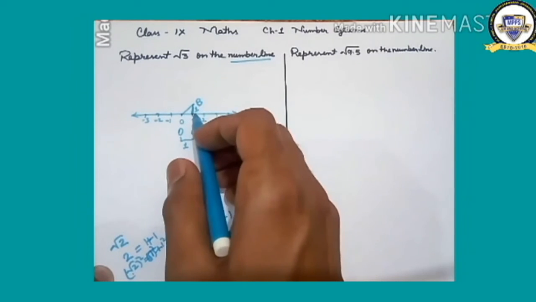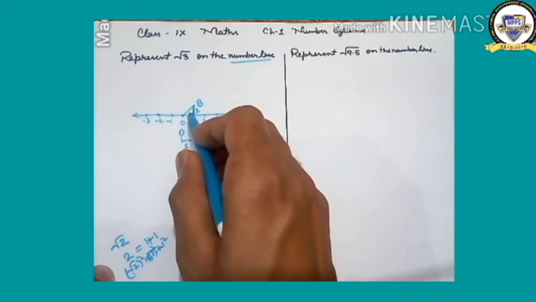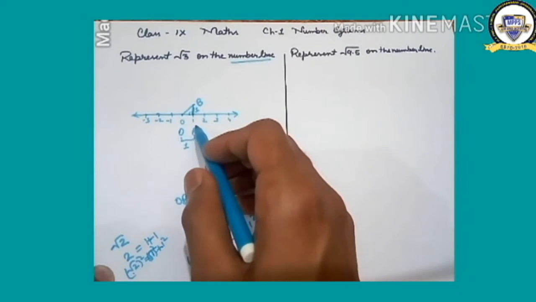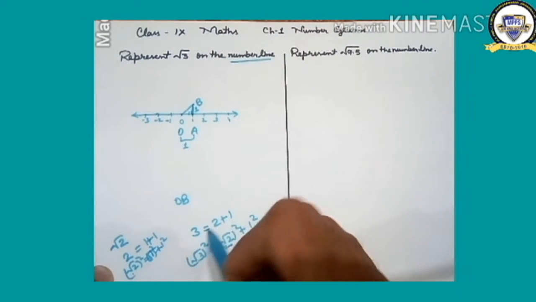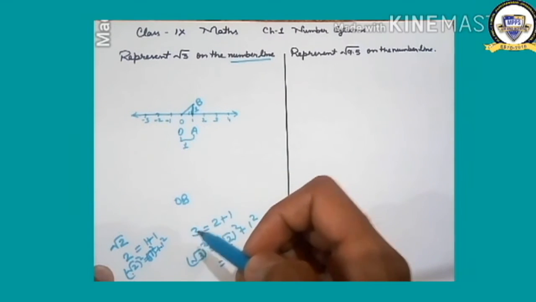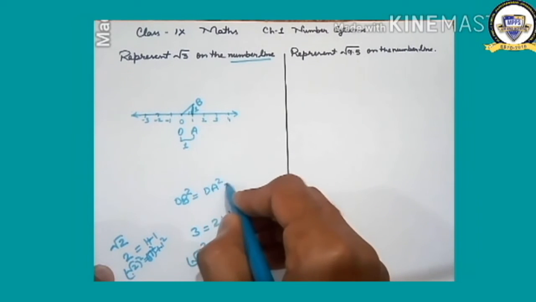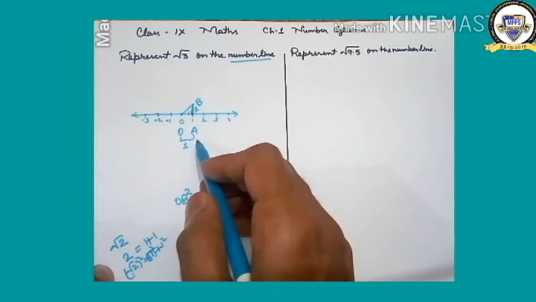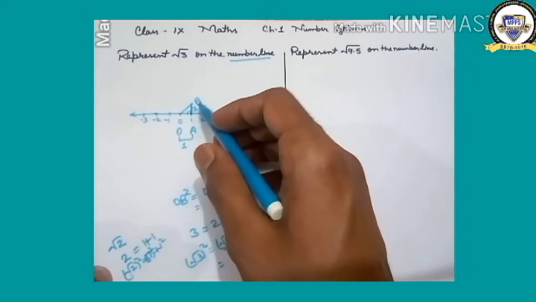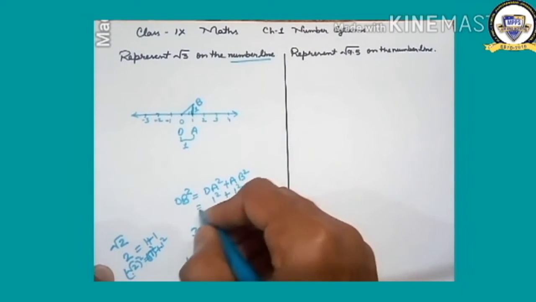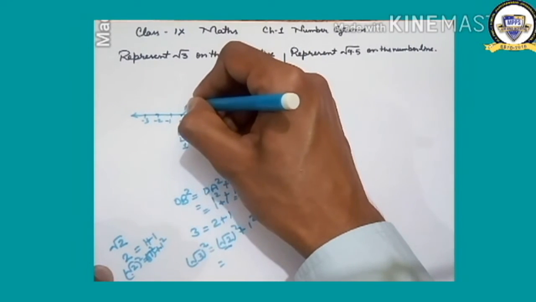Firstly, if we consider the diagram, here we got angle A is 90 degrees. That means OAB is a right angle triangle. So in a right angle triangle, we can easily use the Pythagoras theorem, which states that OB square equals OA square plus AB square. OA square equals 1 square, and AB we have again considered 1, so 1 square. That means 1 plus 1, that is 2. So OB square equals 2, that means OB equals square root 2.